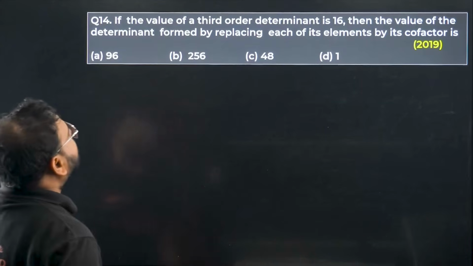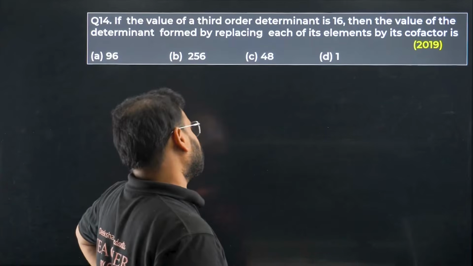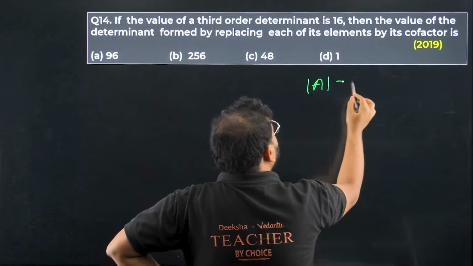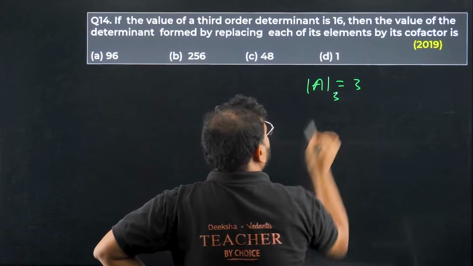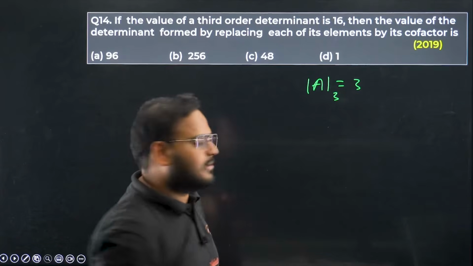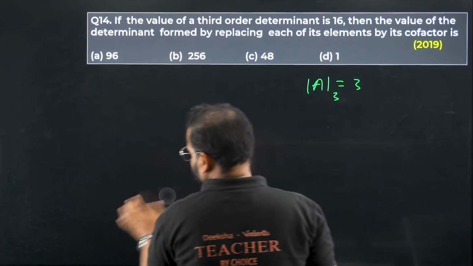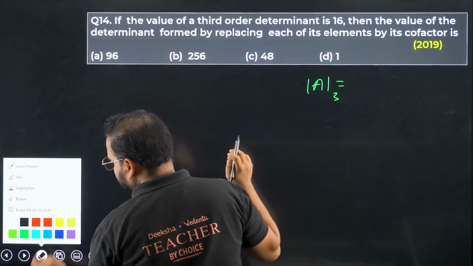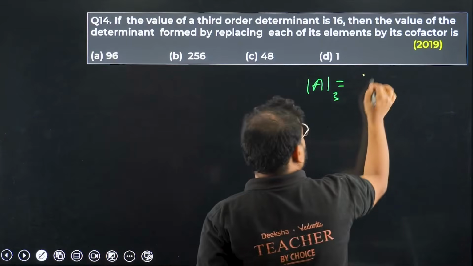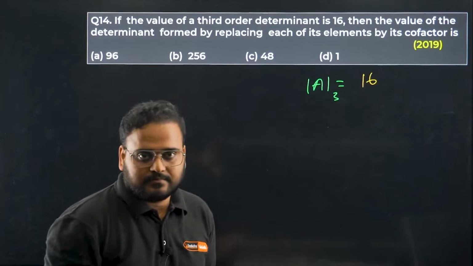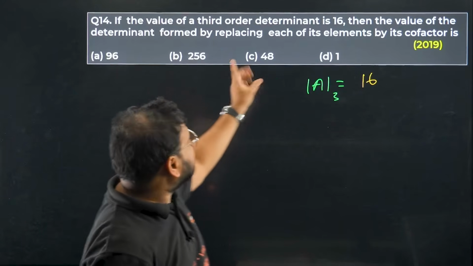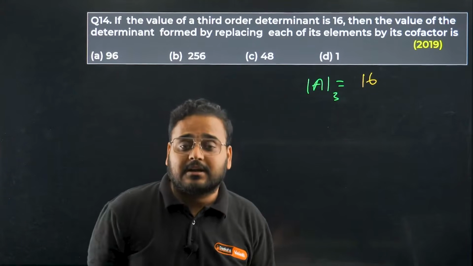If the value of a third order determinant is 16, let's say the determinant is A, third order, means let's say n value is 3 over here. N value is 3, okay? A mistake I made here, sir. This is 16, right? Determinant is 16, order is 3. Right? Okay. Then the value of the determinant formed by replacing each of its elements by cofactor.